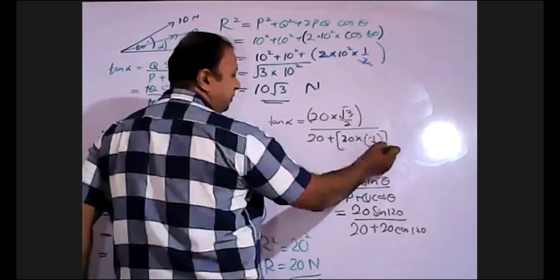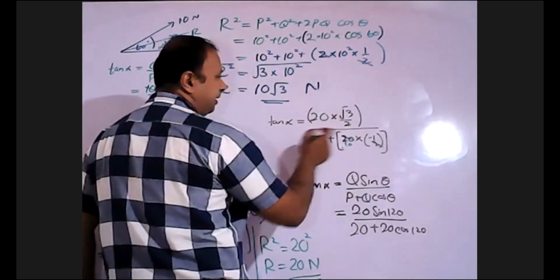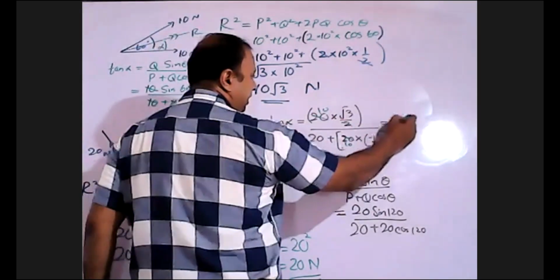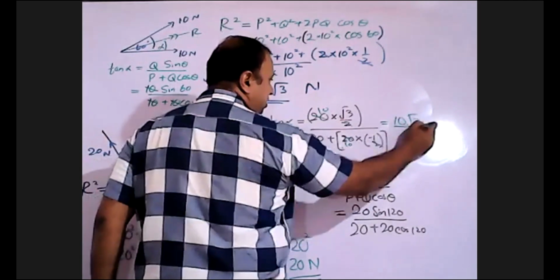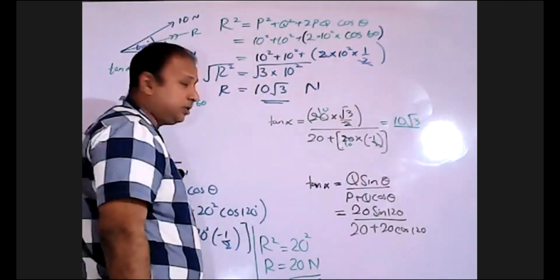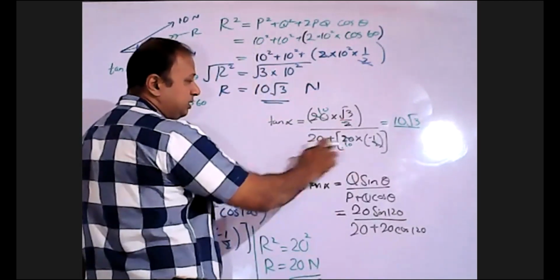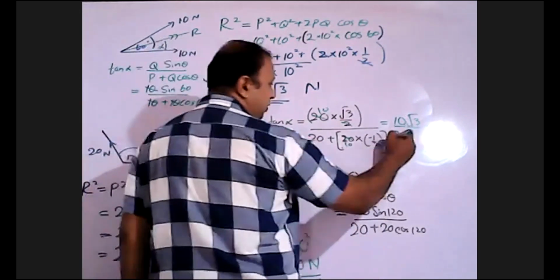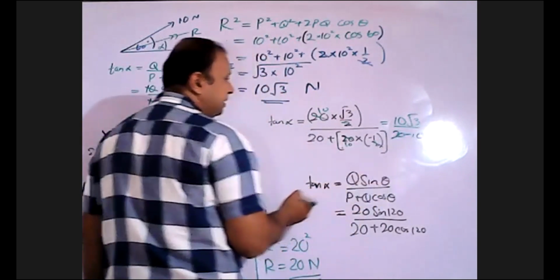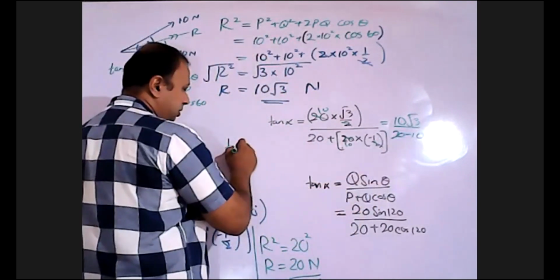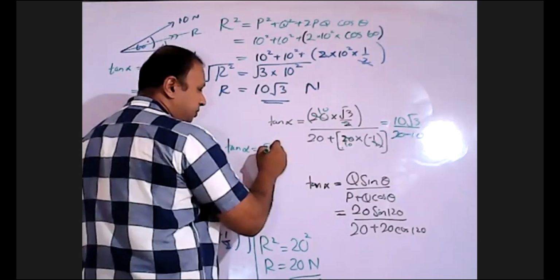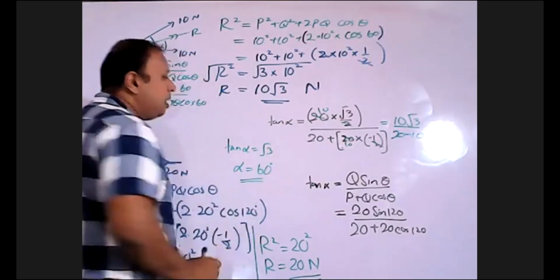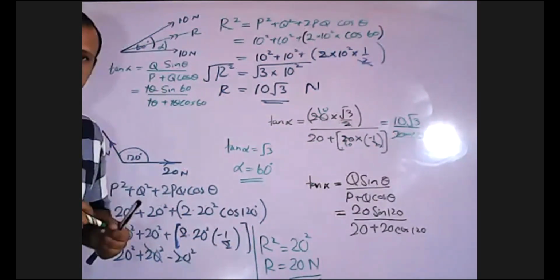Then this will be 10. This will be 10 also. Then 10 times root 3 over 20 minus 10. 20 minus 10 means 10. That means tan alpha is equal to root 3. Alpha is 60 degrees.